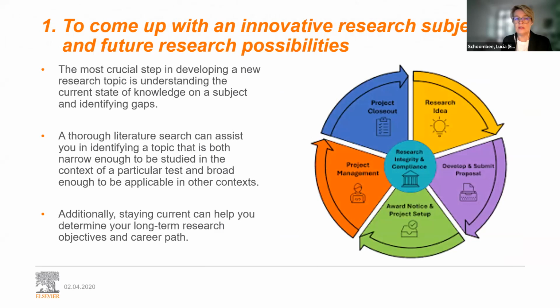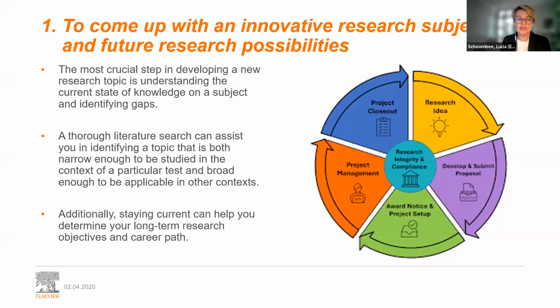So the first reason why this is important basically is to come up with innovative research subjects and future research possibilities. And this is a crucial step in developing, because you need to be aware of what is being published in order to develop a new research topic. You need to understand what is the current state of knowledge on a subject, so that you can identify the gaps that there are, right? So you usually focus your research on gaps. You need to be aware of what is currently being published and researched.